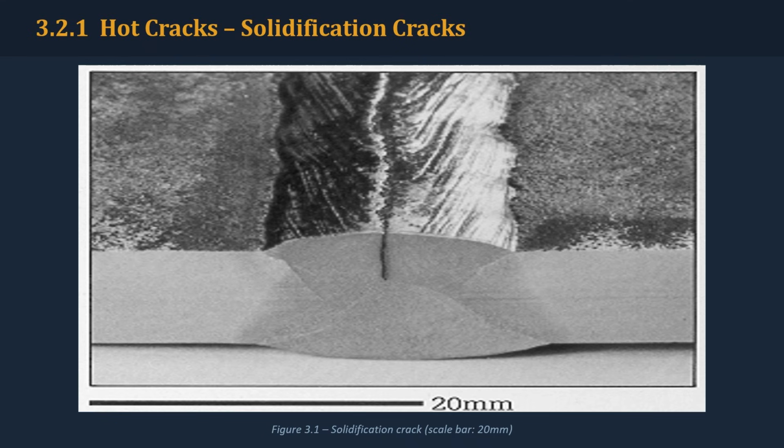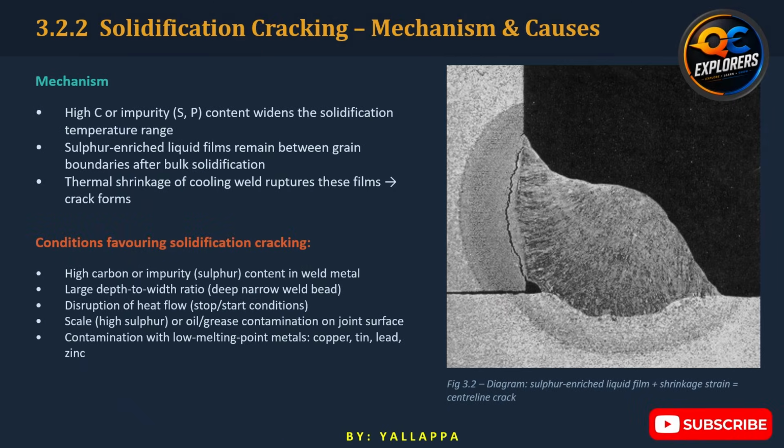For inspection purposes, location is therefore a major clue. If you see a centerline indication within the weld metal, especially one associated with a deep and narrow weld profile, solidification cracking should be considered. The next slide explains the metallurgical mechanism and the conditions that make this type of cracking more likely. This slide explains why solidification cracking occurs.